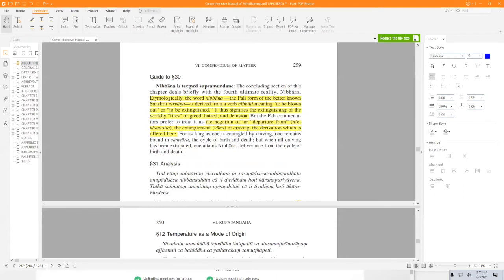Then we have some comment on this. Yeah, so etymologically correctly, the word Nibbana, or Sanskrit nirvana, is derived from the Pali verb nibbati, or in Sanskrit nirvati, which means to be, like a fire, blown out, to be extinguished, and refers to the extinguishing of the fires of greed, hatred, and delusion. But the Pali commentators take it as the departure from the entanglement of craving, or the jungle of craving.